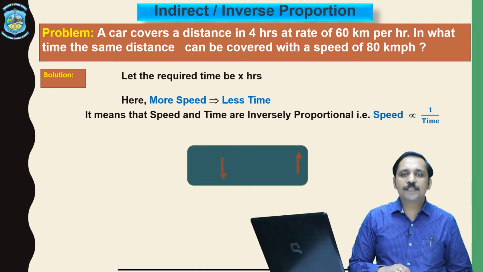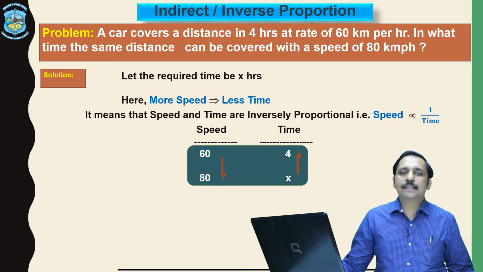It means that speed and time are inversely proportional. I write it as speed proportional to 1 upon time. This shows that this is an inverse proportion. So we have two quantities here, one is speed, the other one is time. That is 60 and time is 4. For a speed of 80 kilometers per hour, we suppose that the time is x. Here we are putting the arrows. Since we increase the speed, the time required is less.